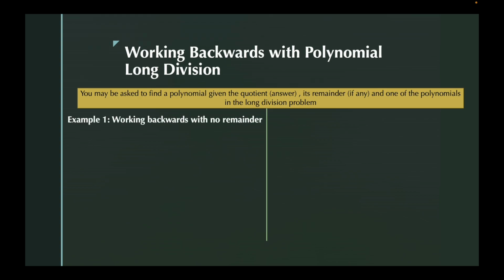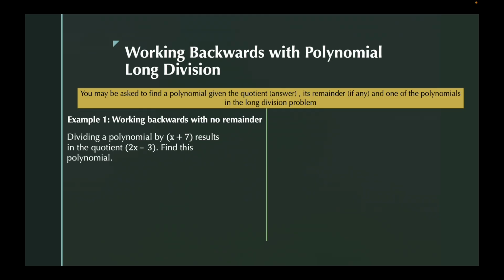Now, I've also said to you a few times in this video, just because I knew where we were getting at, that if you wanted to check your work, you always could just multiply the answer you got by that binomial to get the polynomial inside the long division, or the dividend as we called it. Here's how you would work backwards without a remainder.